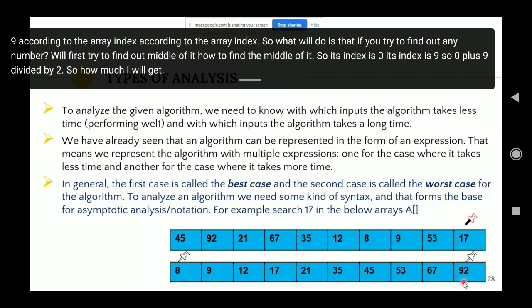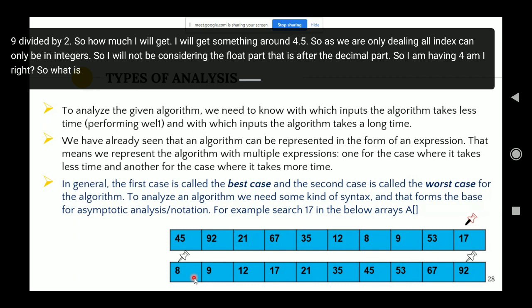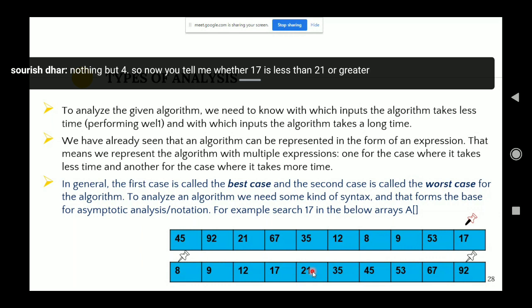I will get something around 4.5. As we are only dealing with an index, which can only be an integer, I will not consider the float part after the decimal point. So I am having 4. Am I right? So what is the position 4? 0, 1, 2, 3, 4. That is 21. The number 21 is located at position 4. So now you tell me whether 17 is less than 21 or greater than 21. Less than. It is less than 21.